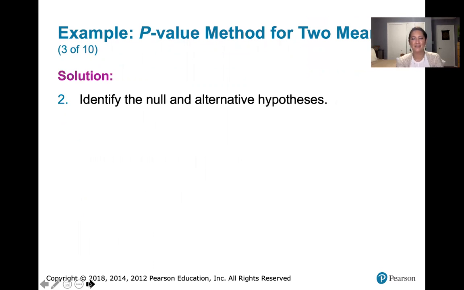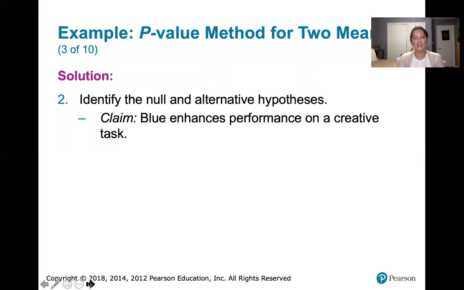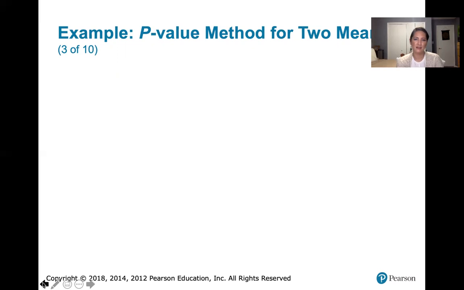Now we just want to identify the null and alternative hypotheses. The claim was that blue enhances performance on a creative task, and they said that higher values were associated with higher ratings of creativity. So what they're saying is that the mean score for creativity, when they were in the presence of this blue color, must be greater than the mean creativity score for people with a red background. Now, it's maybe hard to remember.